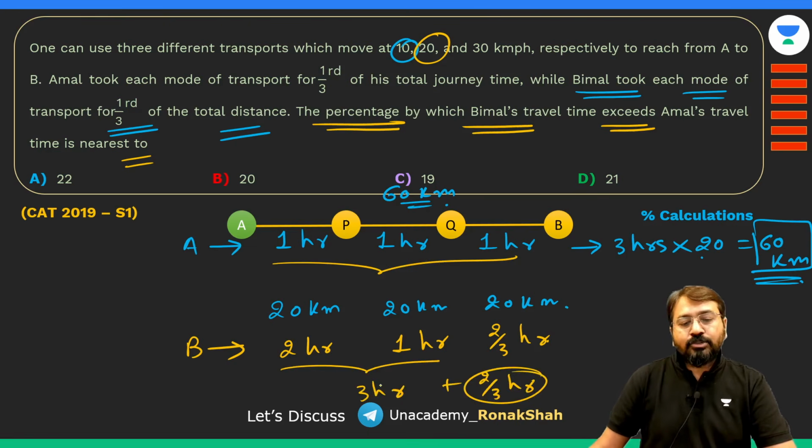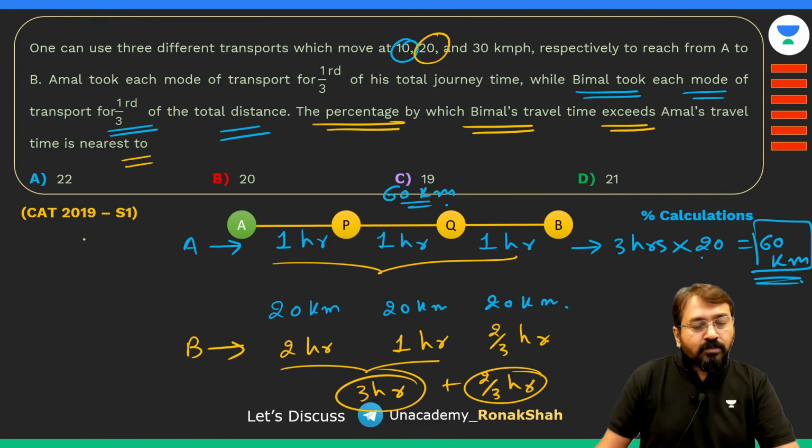So can I say this is the extra time over the Amal's time? So how much percent is it more? So we can say 2/3 hour is how much percent more than 3 hours. So 2/3 by 3 into 100. This will be our answer.